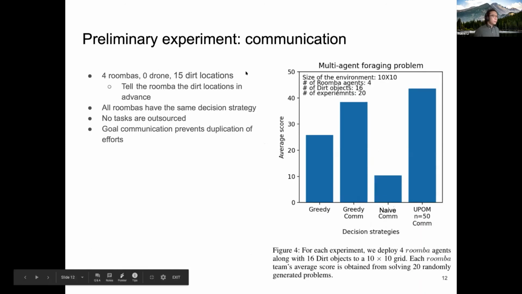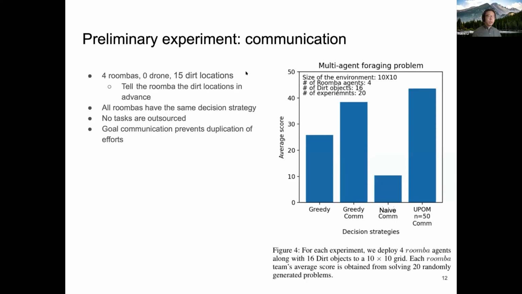And the second set of experiments tests the communication. So there are 4 Roombas, no drones, and 15 dirt locations. We tell the Roomba team where they are, and they all go and look out and clean those locations. But the Roomba team with communication with each other can perform better because one essentially tells other agents in the team what it is actually pursuing to prevent duplication of efforts.